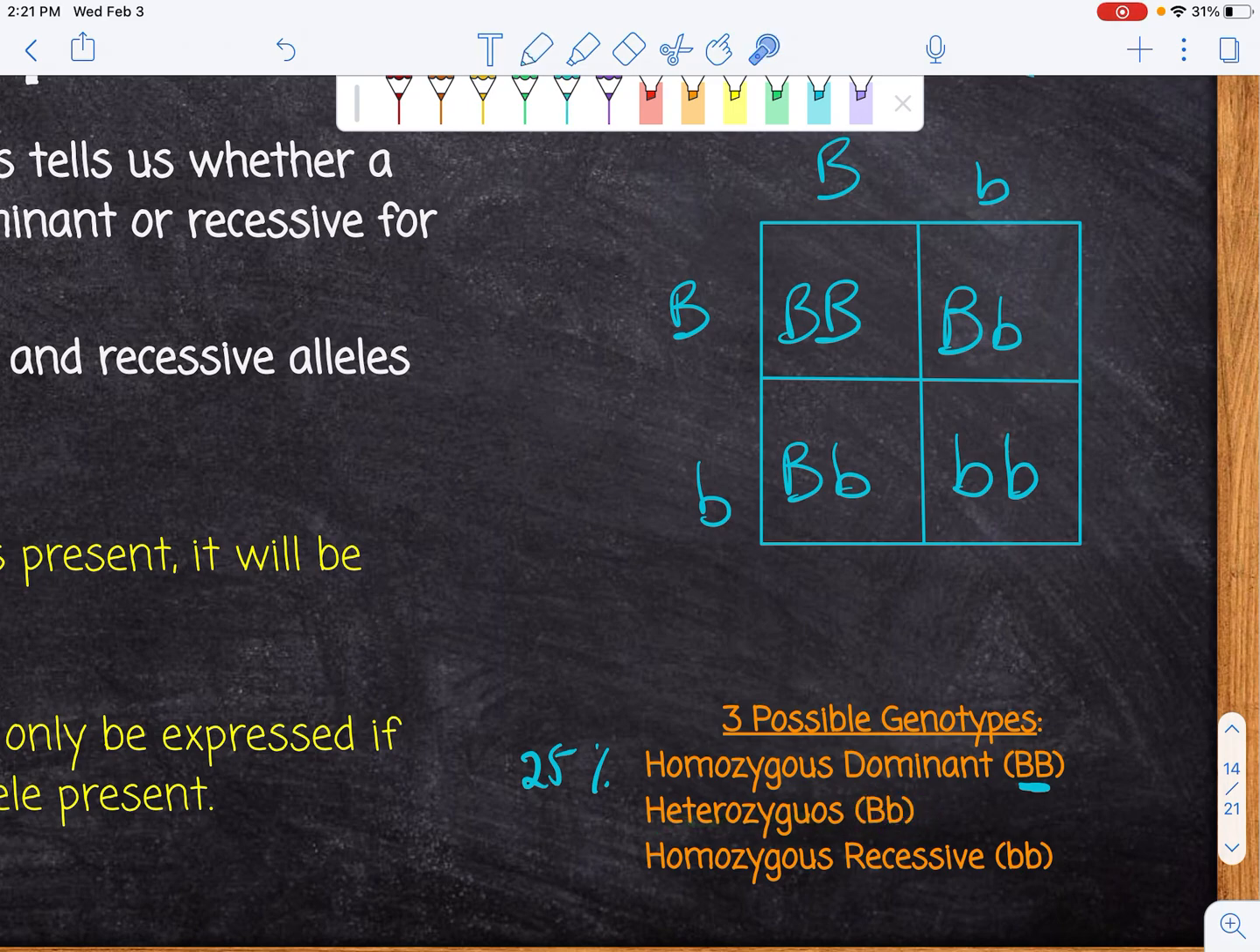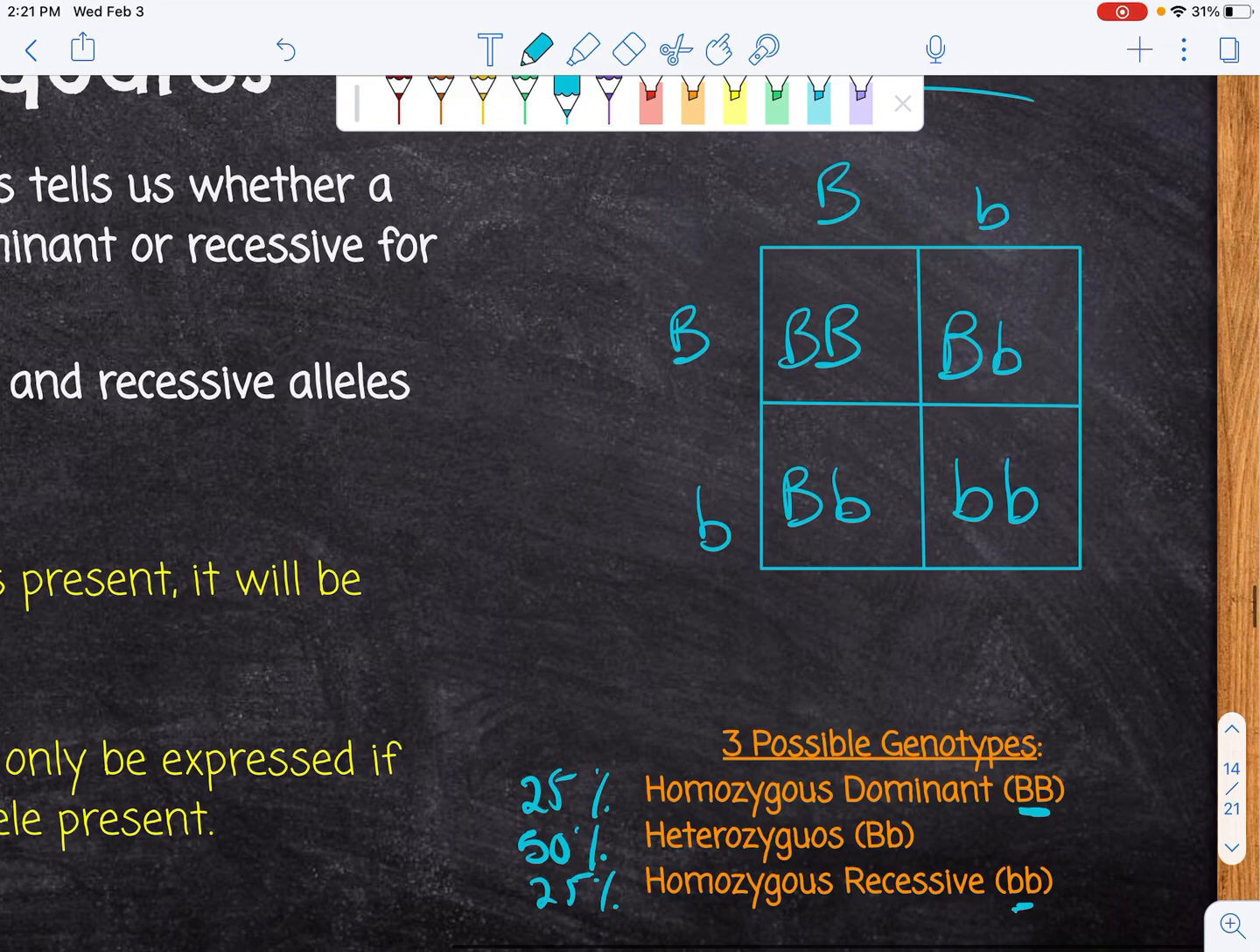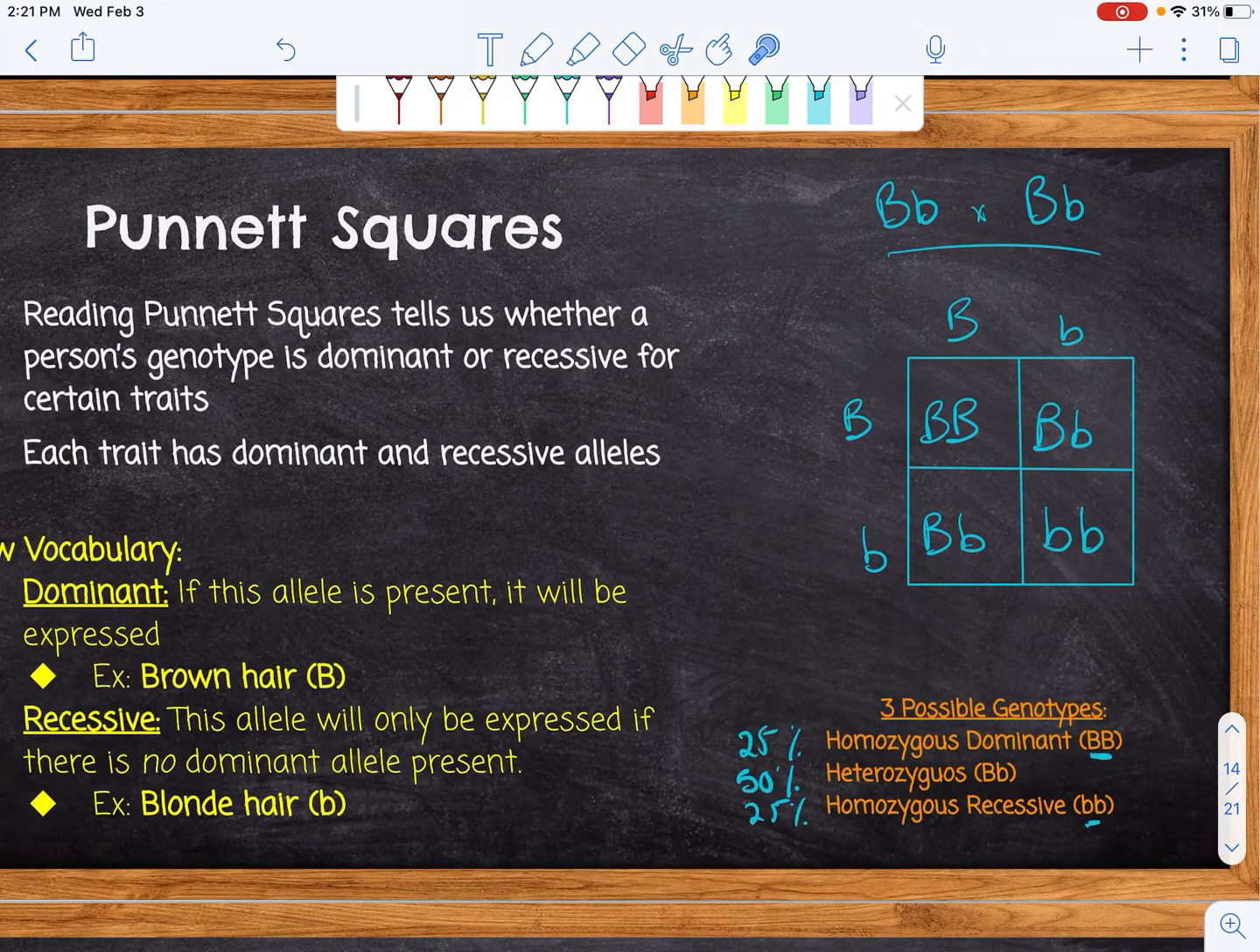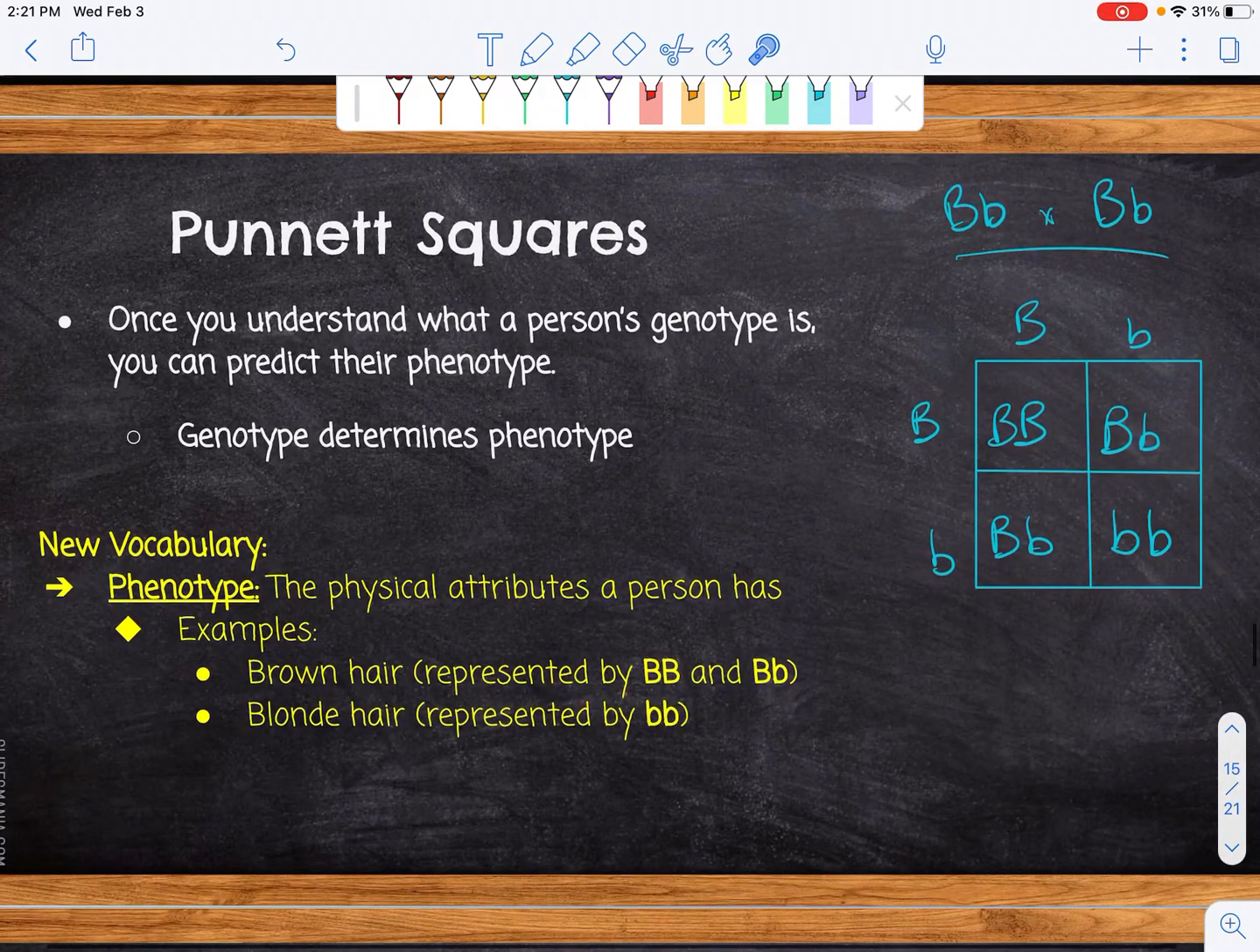Now we're looking at heterozygous, 1 capital, 1 lowercase. Well, I have 2 squares that are heterozygous, and so together, that is 50%. I have a 50% chance that the offspring will be heterozygous. And then the last one, I have 25% homozygous recessive because I have one square that has lowercase b. So we are almost done once you get to this point. Once you have counted up how many of each genotype you have, you are ready for the next step.